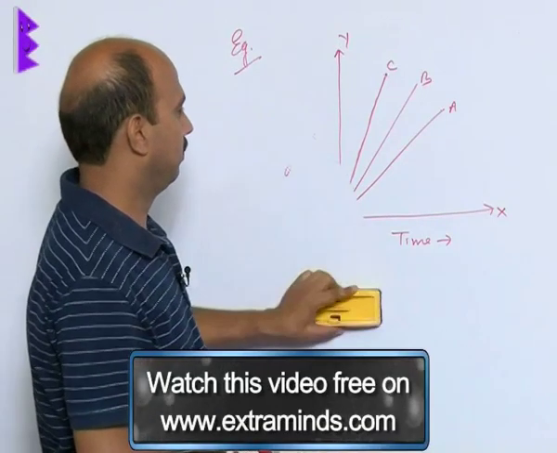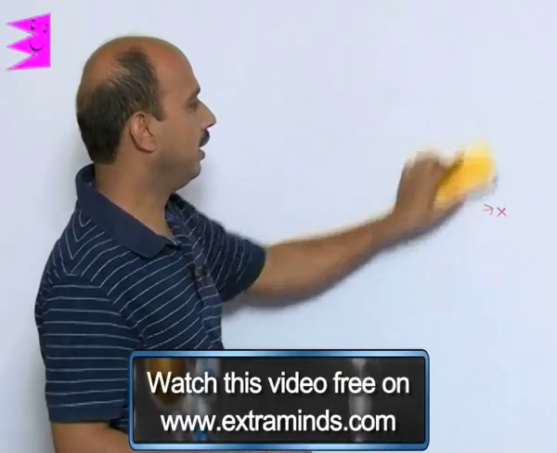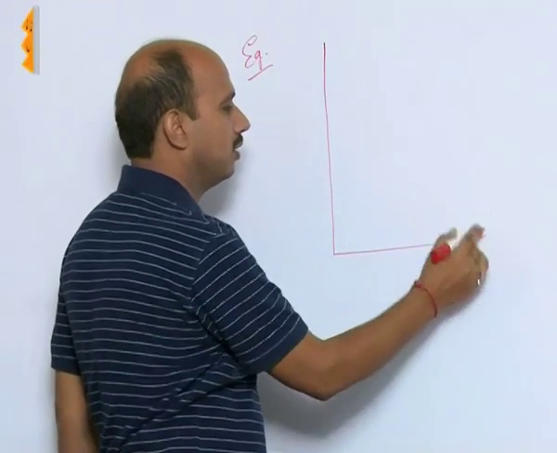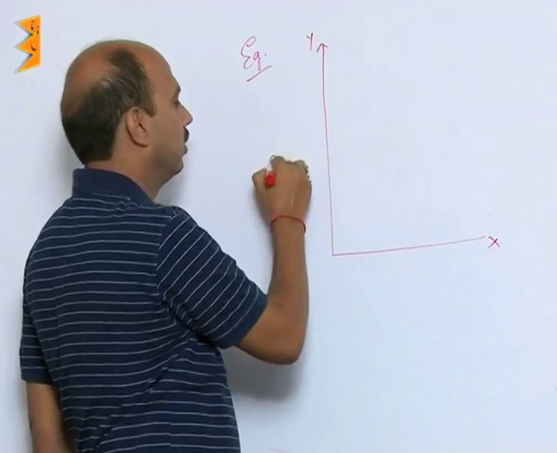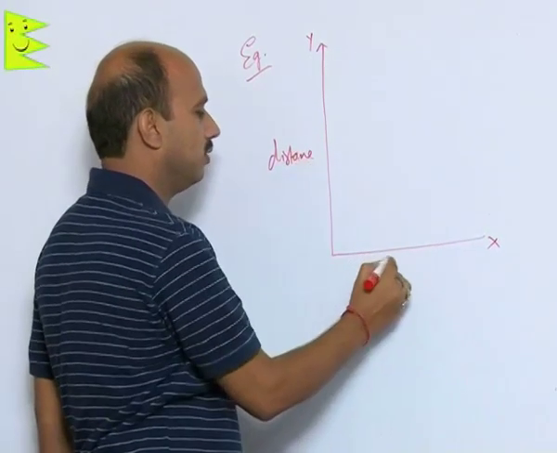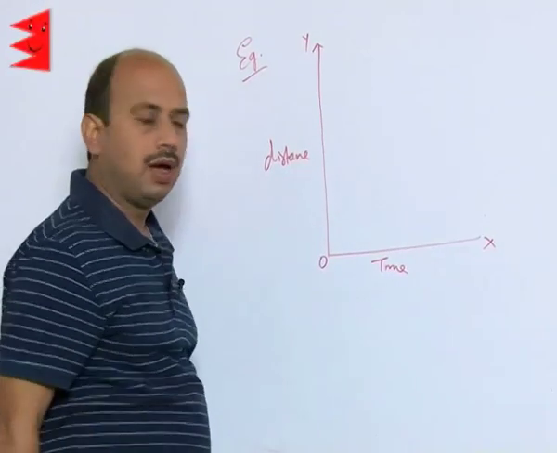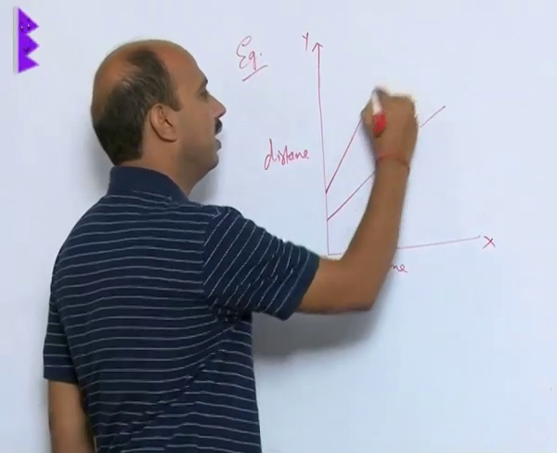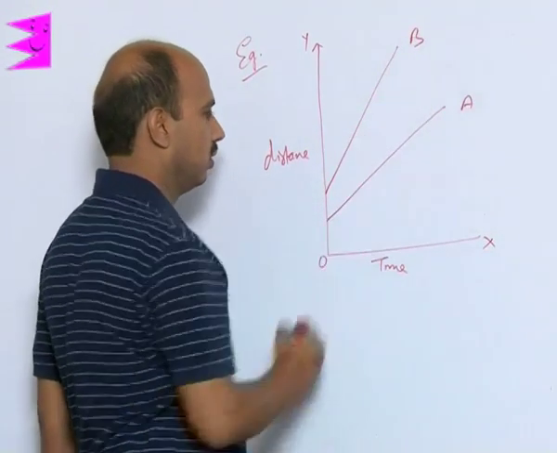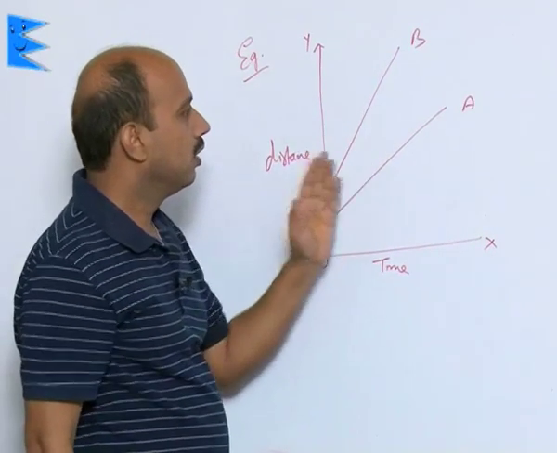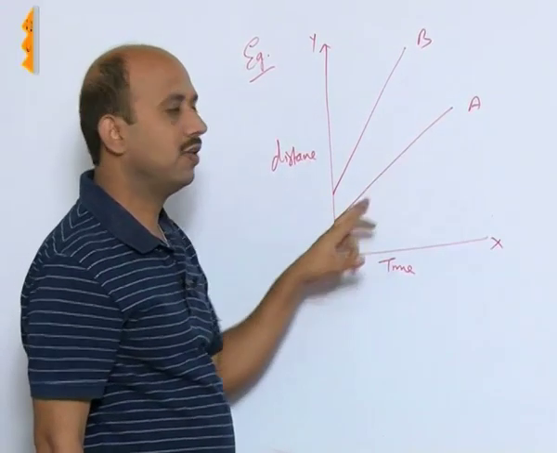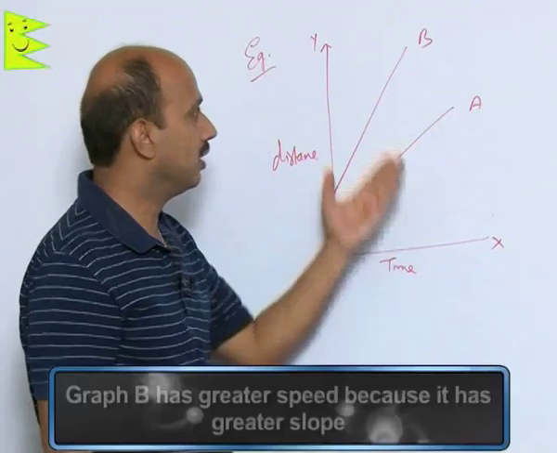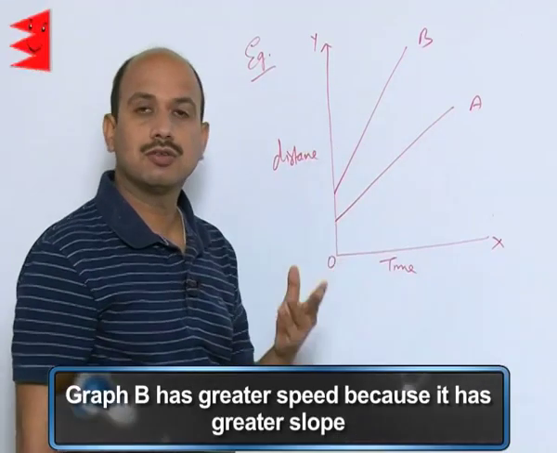Now, take another example. Suppose the distance time graph is like this, here is the x axis, here is the y axis, there is distance, there is time, this is O, and the graph is like this, and in that case we can take the graphs as A and B. Here again there are two objects, for one object the graph is A, for another object the graph is B. Now, out of these two, which one has greater speed? Obviously, graph B has greater speed because it has greater slope.